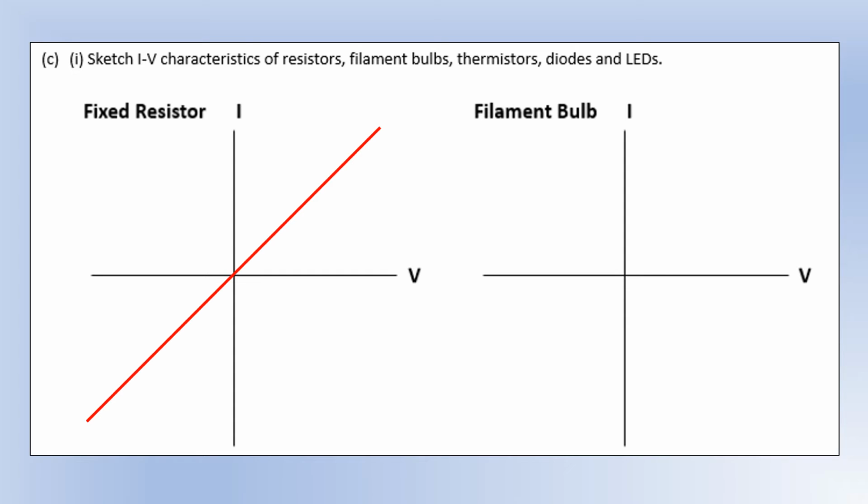First of all, for a fixed resistor, current should be directly proportional to potential difference, so that kind of makes sense. A filament bulb would not be an ohmic conductor, so a filament bulb graph looks like this. In the middle section it behaves very much like an ohmic conductor, but when it starts to get hot at the higher currents, its resistance starts to change, which is why the graph changes shape.